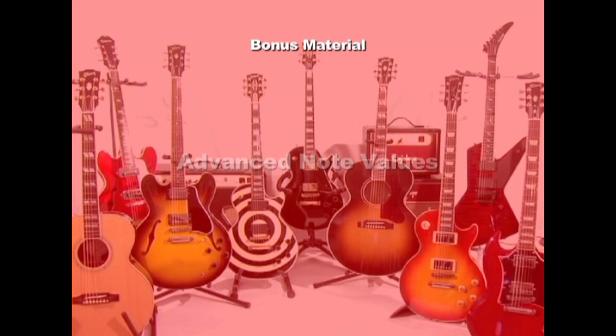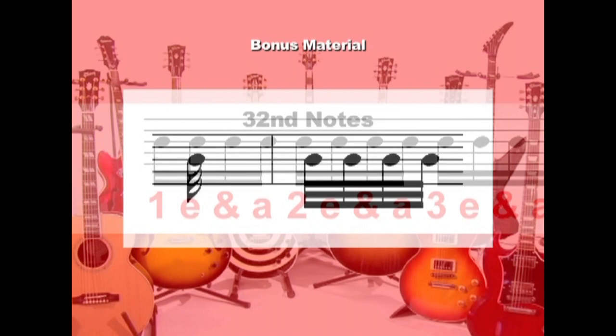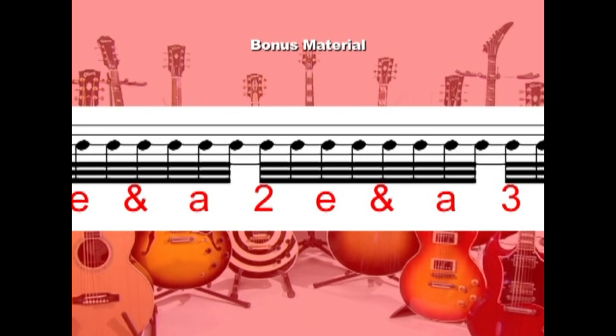We've learned note values up to 16th notes. The next value above 16th notes is a 32nd note. Many people find it easiest to use the same count as they would for 16th notes, but play two notes for each pulse counted. For example, playing 16th notes, you would count 1 e and a, 2 e and a, 3 e and a, 4 e and a. When playing 32nd notes, keep the same count, but play two notes each time you count.